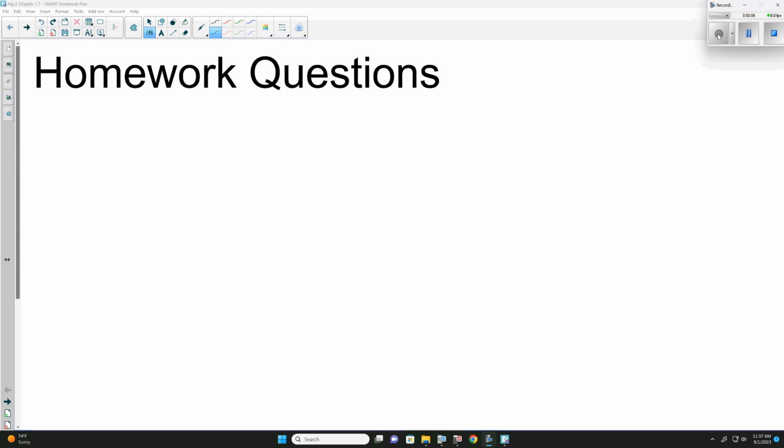Does everybody have the 1.7 note sheets? Y'all both have 1.7? Okay.